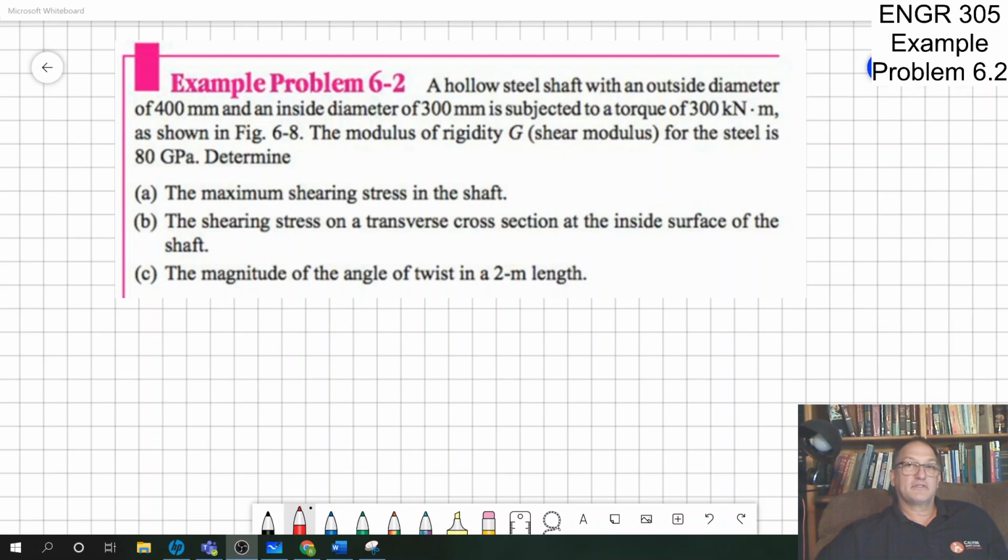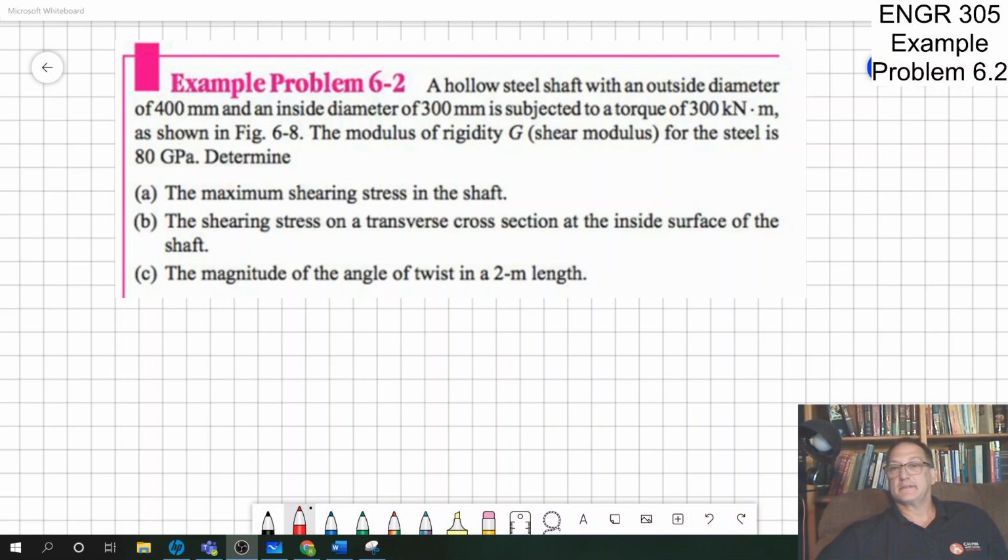Engineering 305 example problem 6-2. That's the second problem in chapter 6. A hollow steel shaft with an outside diameter of 400 millimeters and an inside diameter of 300 millimeters is subjected to a torque of 300 kilonewton meters.